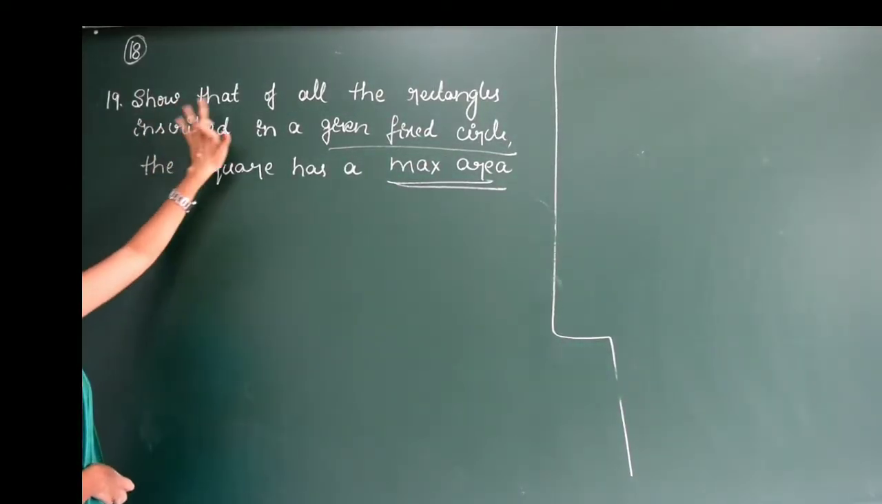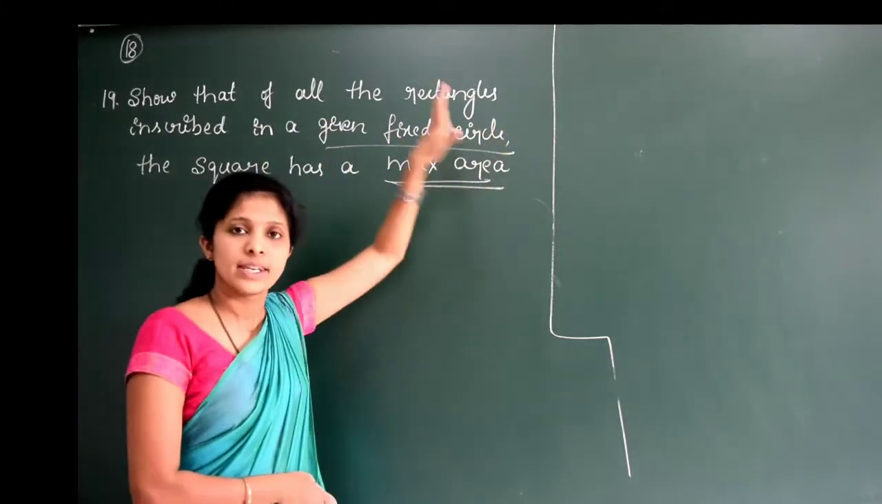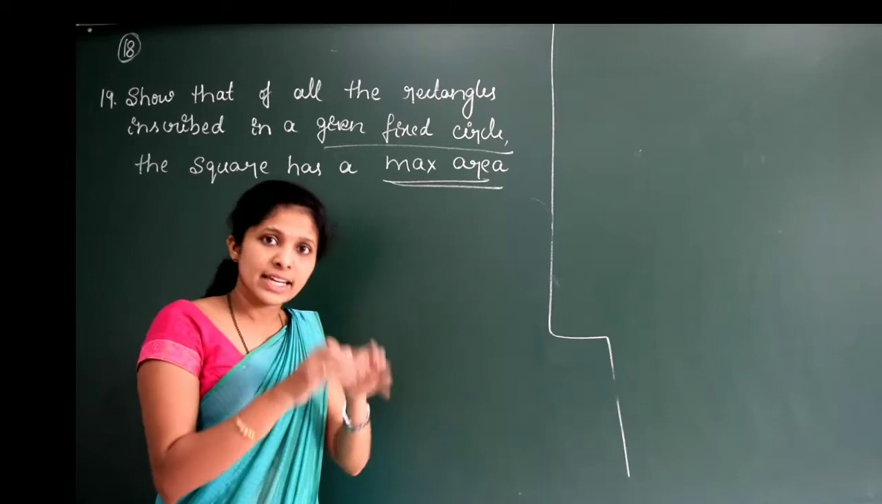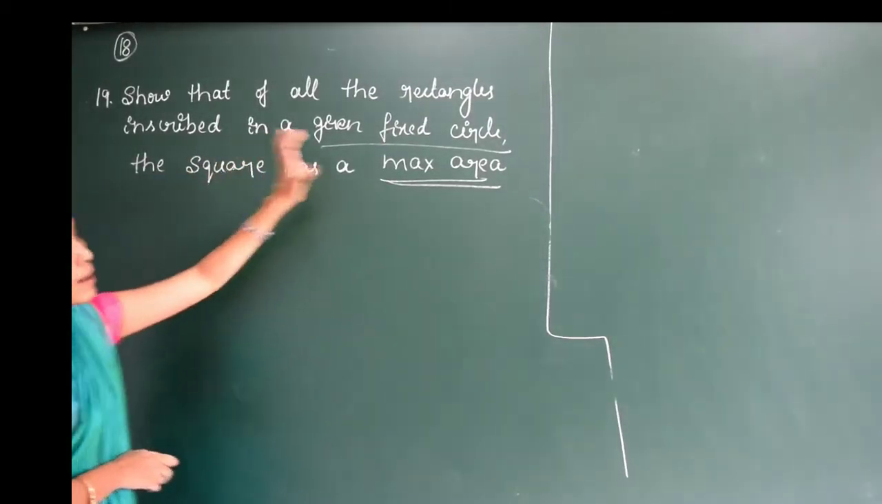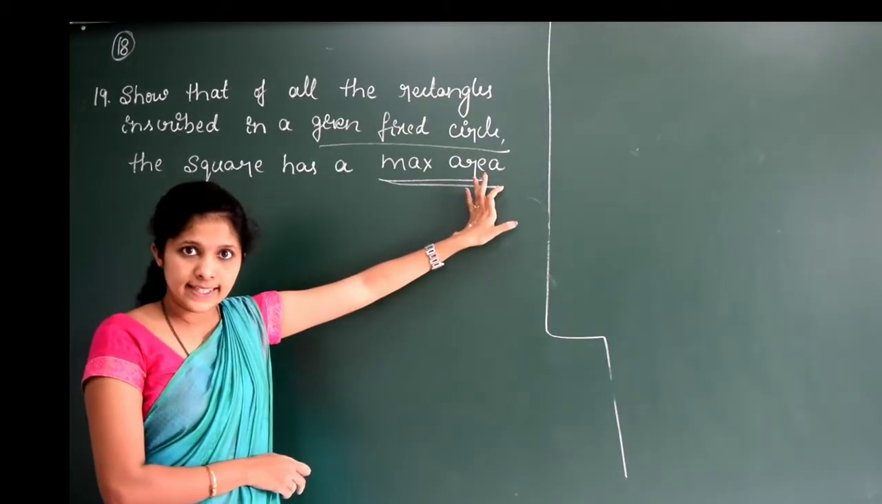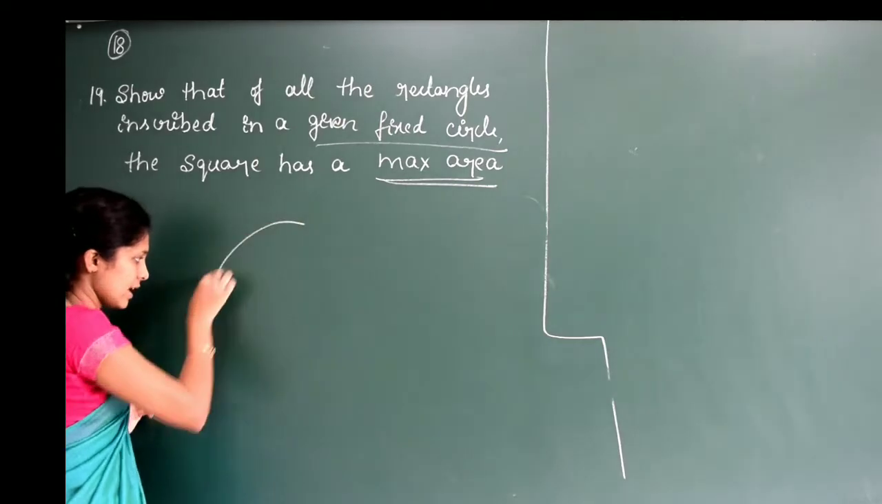Show that of all the rectangles inscribed in a given fixed circle. Now rectangles are placed in a fixed circle and you have to prove that the square has a maximum area. Is it clear? That it has a maximum area is what we have to prove.